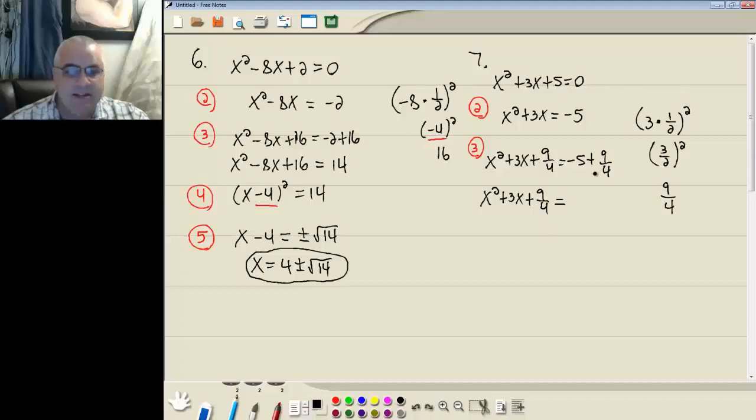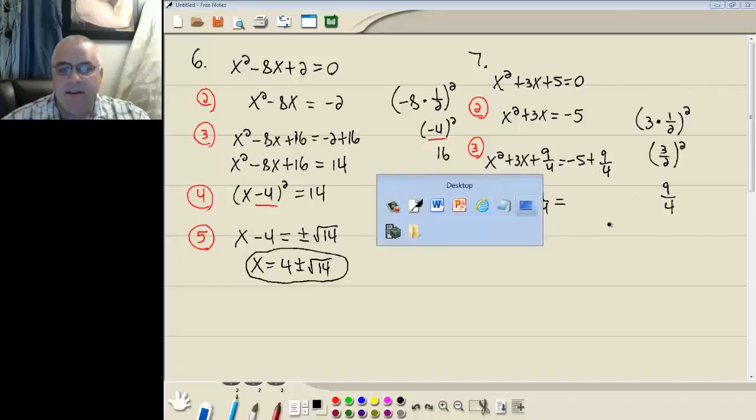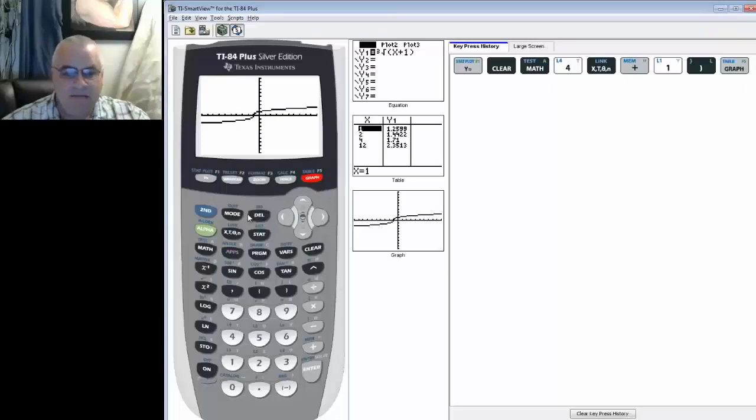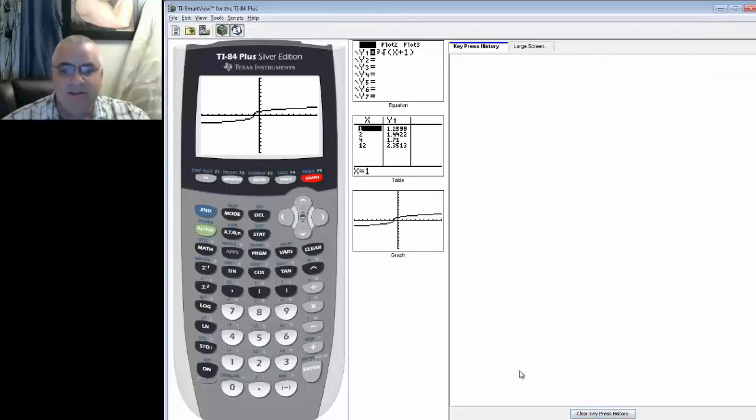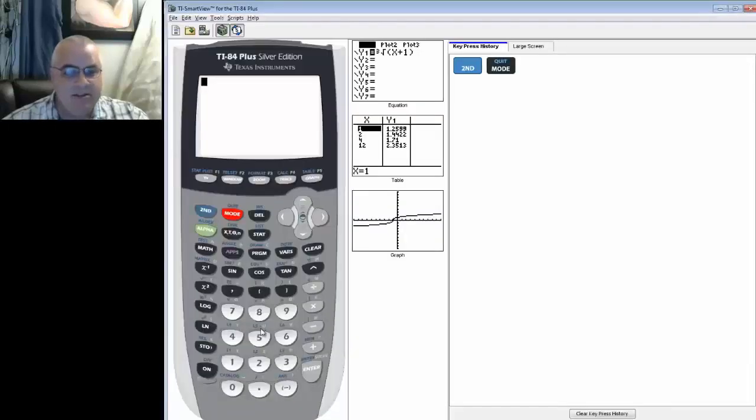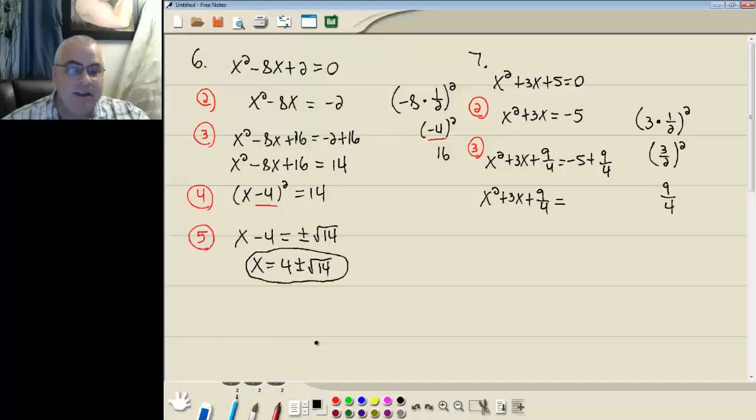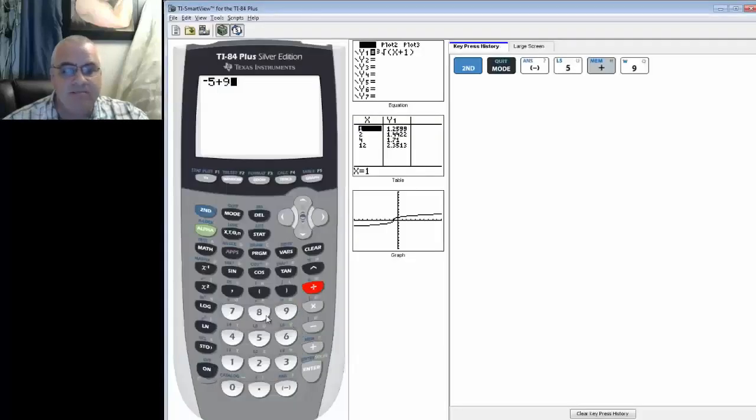I'm in graph mode here. I'm going to do second mode to exit out. And then I'll do -5 plus 9 divided by 4. Just type it in exactly as you see it, and then press enter. And once you get a decimal, then you do math, enter, enter. Now it's changed to a fraction. And you see we got -11/4.